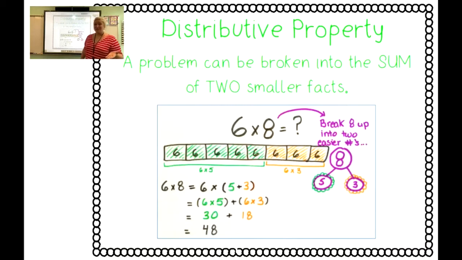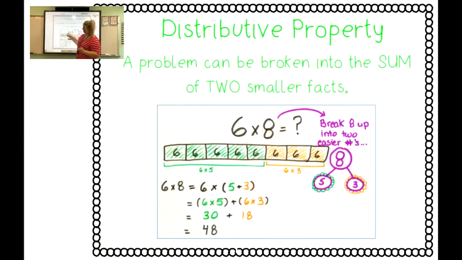So now let's look at the distributive property. The distributive property is the one that's kind of like, I'm a little nervous about it. But once you get this formula down, you're going to be fine. So let's look and see what it says. If I don't know the product of 6 times 8, well, I know that the distributive property says that a problem can be broken up into the sum of 2 smaller facts.